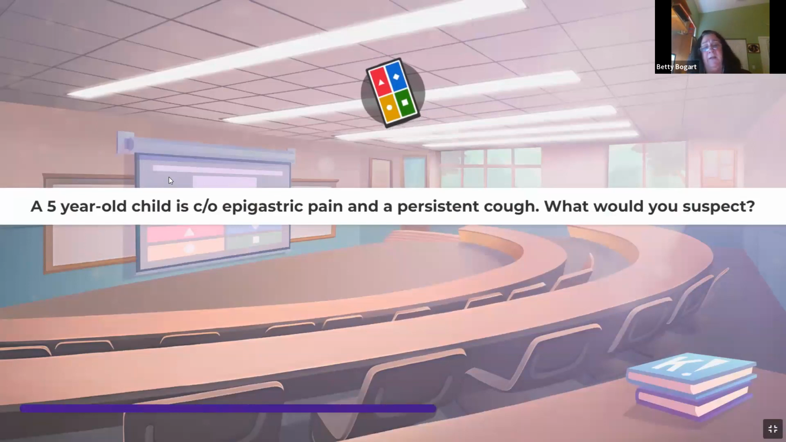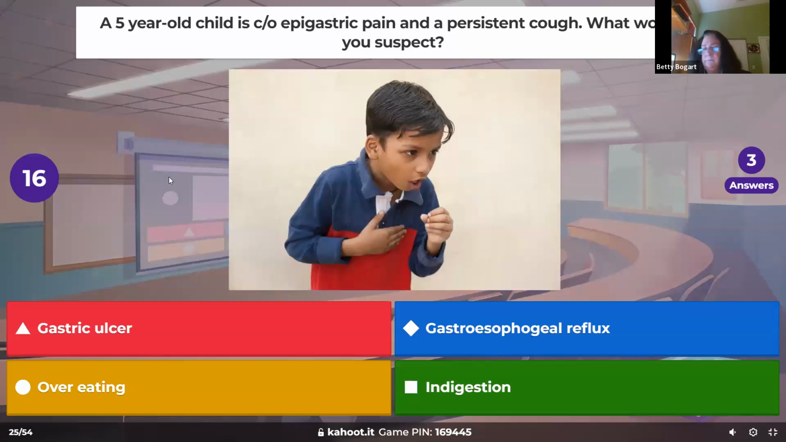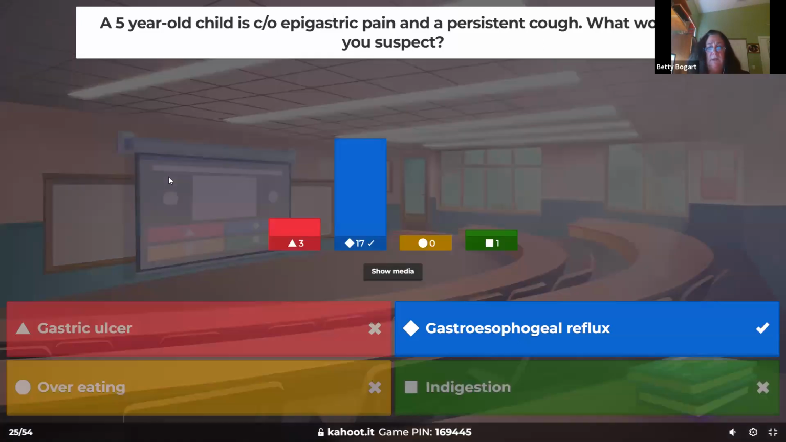A 5-year-old child is complaining of epigastric pain and a persistent cough. What do you suspect? That's GERD, esophageal reflux disease. That cough is the mini aspirations, the pain is in the esophagus, it's burning and it hurts, okay? And remember, we could treat it medically, but the most drastic would be a Nissen fundoplication, where we do surgery and take the stomach and flap it in a way that food can't go back up there.